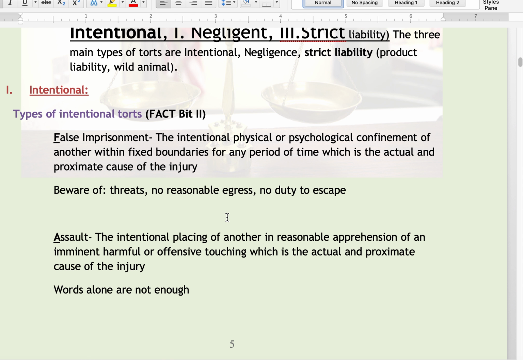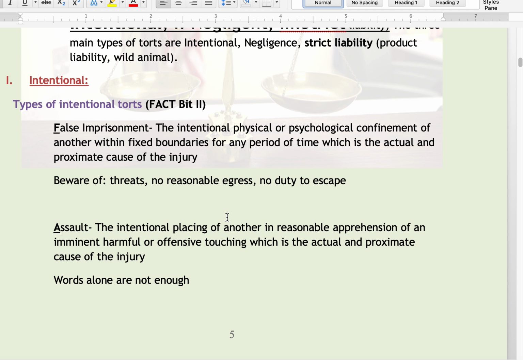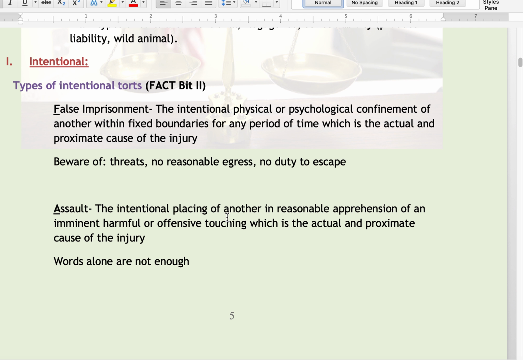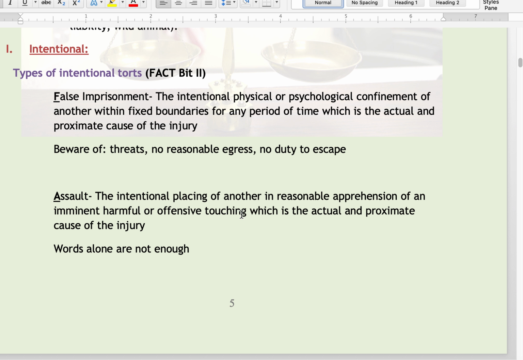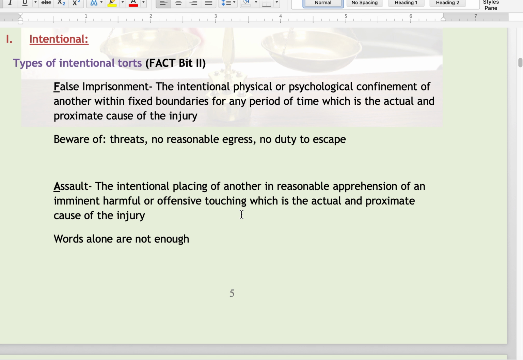False imprisonment is the intentional physical or psychological confinement of another person within fixed boundaries for any period of time which is the actual and proximate cause of the injury. Beware of threats, no reasonable egress, or no duty to escape. Assault.